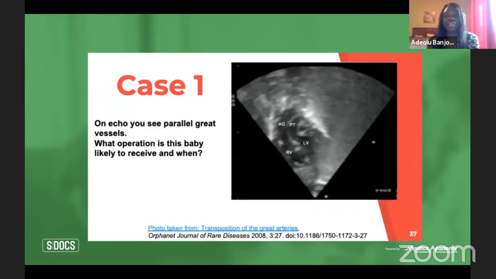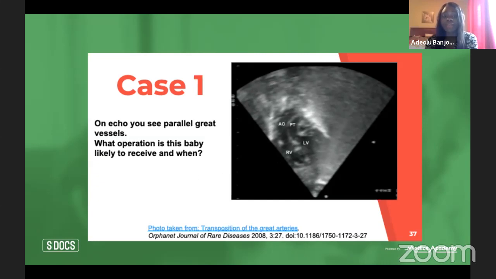Okay, so this is a continuation of that same case. So you give your prostaglandins first, then you perform an echo, and on echo you see parallel great vessels. So the question is, what operation is this baby likely to receive and when?